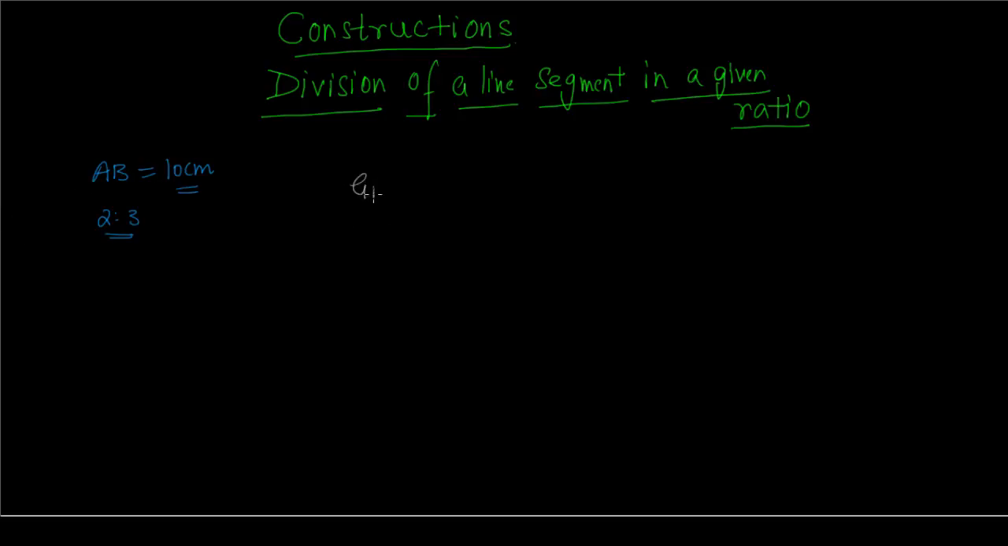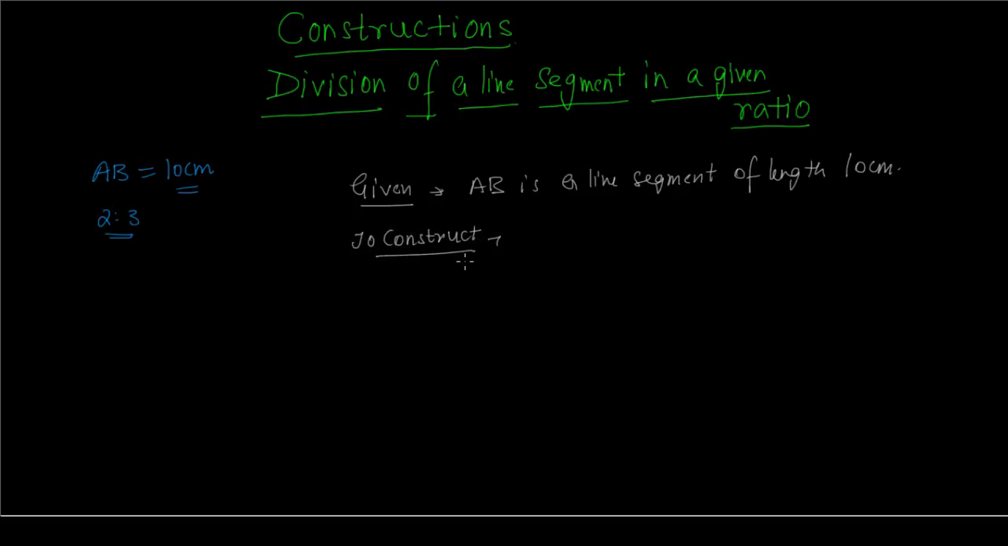First of all, you will write the given data. So given, AB is a line segment of length 10 centimeters. Now, what do we need to construct? We need to write that now. So first you will write that division of AB in the ratio 2:3. So in 2:3 ratio, we want to divide AB.